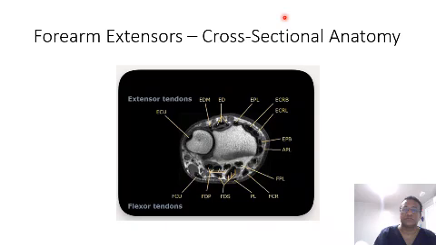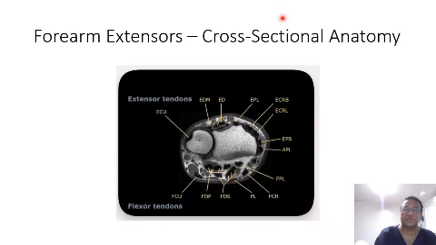Starting from the extensor carpi ulnaris, this is your extensor carpi ulnaris, which lies just adjacent to the ulna, most medially, stabilizing the ulnar side during wrist extension and supination. So the ECU lies most medially at the ulnar side, and it stabilizes the ulnar side during wrist extension and supination.